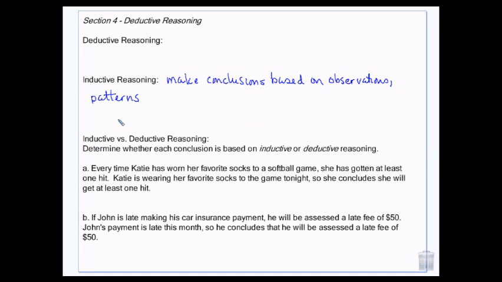Unlike inductive reasoning, which is based on observations and patterns, deductive reasoning is reasoning that uses facts, rules, definitions, properties, and then you reach a conclusion.